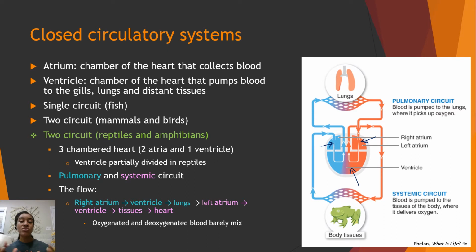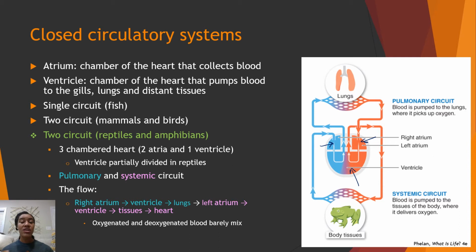And this ventricle is usually not septated, so there is no separation between the left and right half. Some reptiles might have a little bit of a separation between the sides, but for the most part, it's just 1 large ventricle chamber. And so you would think that this would be problematic because the deoxygenated blood and the oxygenated blood would mix. But what they actually find is, for some reason, the 2 types of blood barely mix. So their 3-chambered heart functions very similarly to the 4-chambered heart that we see in mammals and birds.